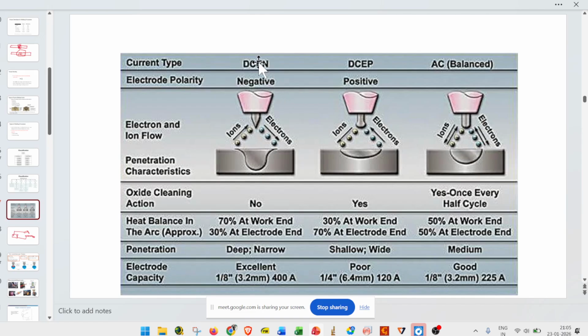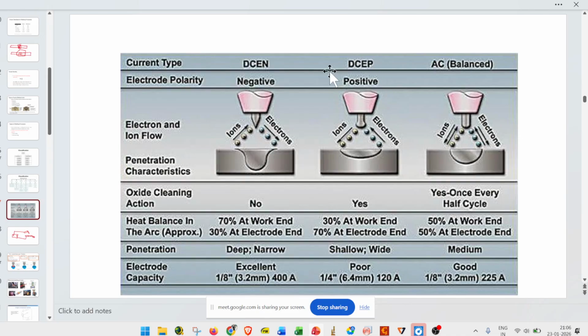I mean, between DCEP and DCEN, because 50% of the time it is DCEP and 50% of the time it will be DCEN. And the second advantage I get with the DCEP case is this: compared to electrons, if electrons are moving from negative to positive side, ions will move from the positive side to the negative side. Compared to electrons, ions have a much higher mass, much more weight. Once those ions come and hit the workpiece, it causes a cleaning action. It will bombard the surface and remove any contamination or any oxidation layer forming. Those we can easily remove.